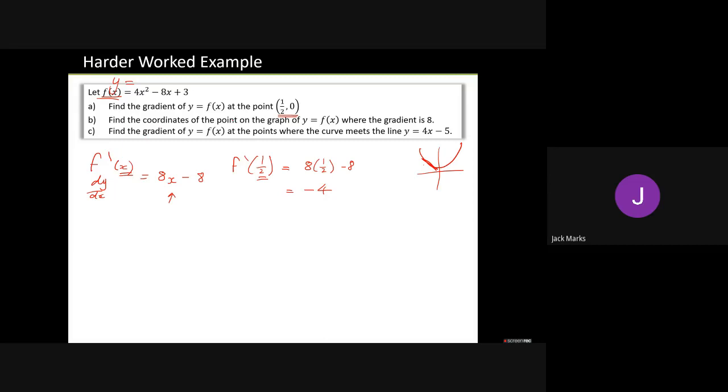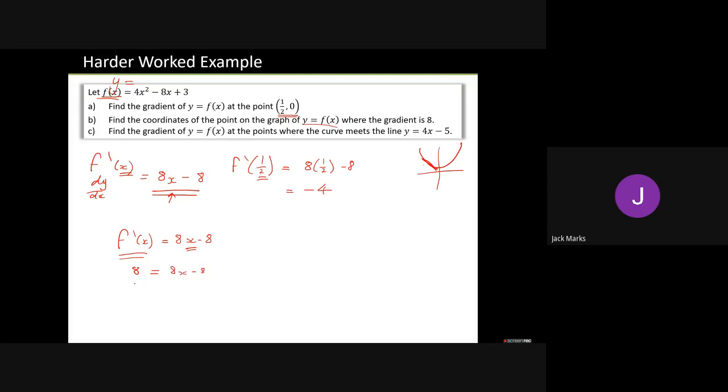B, find the coordinates of the point on the graph where the gradient is 8. Well, I know that the rule for the gradient is 8x minus 8. So let's just write that out again. So the rule is 8x minus 8. And here I want to find the coordinates. So I kind of want to find this one where the gradient is 8. Well, that's the gradient bit there. So let's make that equal to 8. 8 equals 8x minus 8.